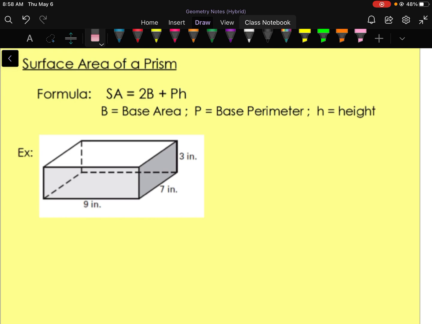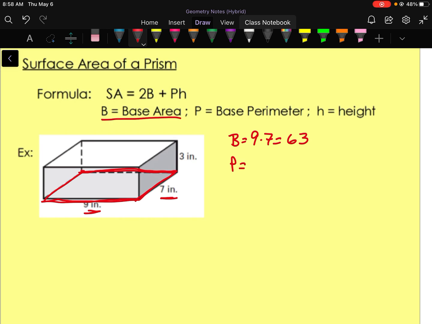So we need the base area. Let's start with that, big B. Here's our base. Like I said, I'm going to call it the top and the bottom. Those are my bases, so we have to find the area of that rectangle. Well, how do you find the area? Length 9 times width 7. So 9 times 7 is 63. So B, my base area, is 63.